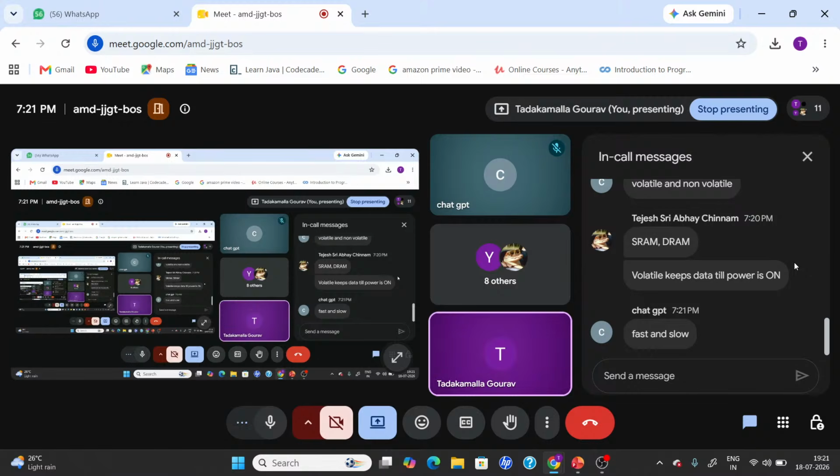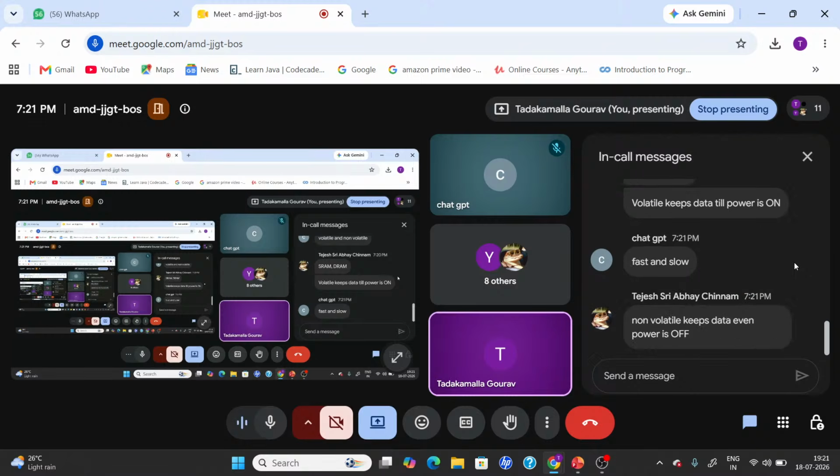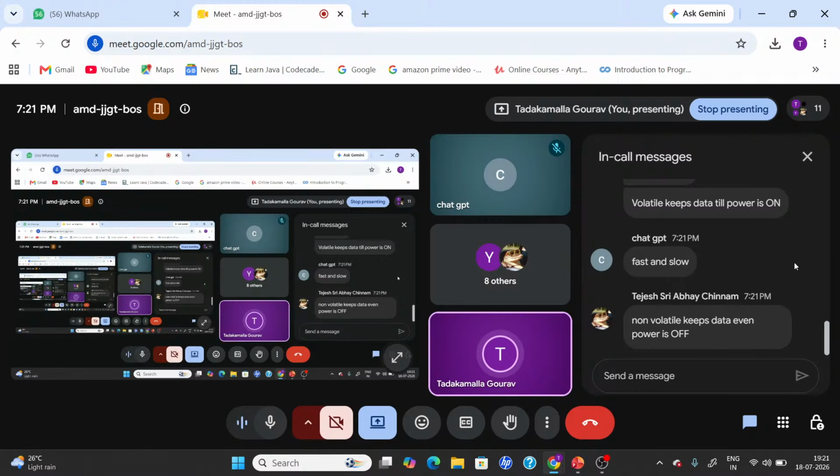Fast and slow? Okay. Non-volatile keeps the data even if the power is off. Yes. So coming to volatile memory, when you turn off the power, you are going to lose the data. Whereas in the case of non-volatile memory, even if you turn off the power, you are not going to lose any data. That is the difference between volatile memory and non-volatile.